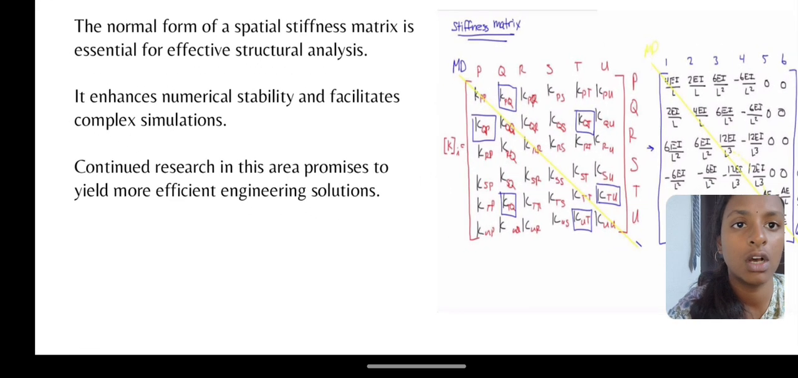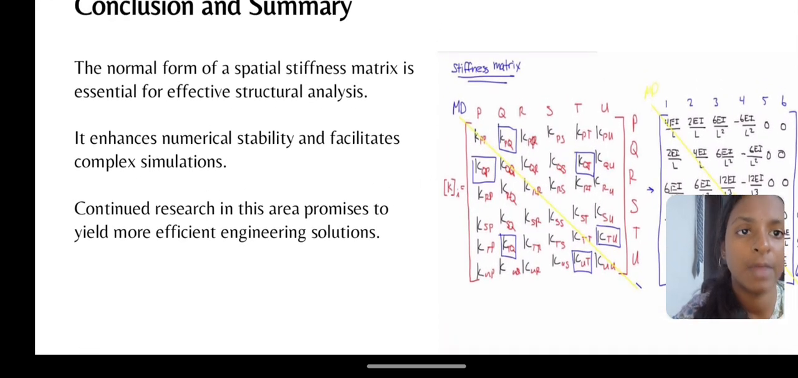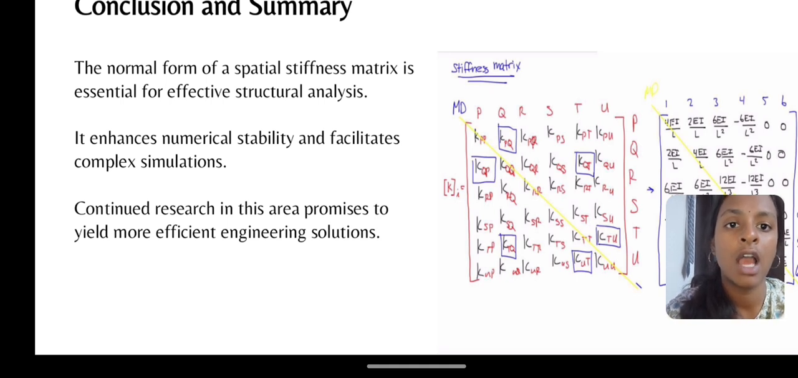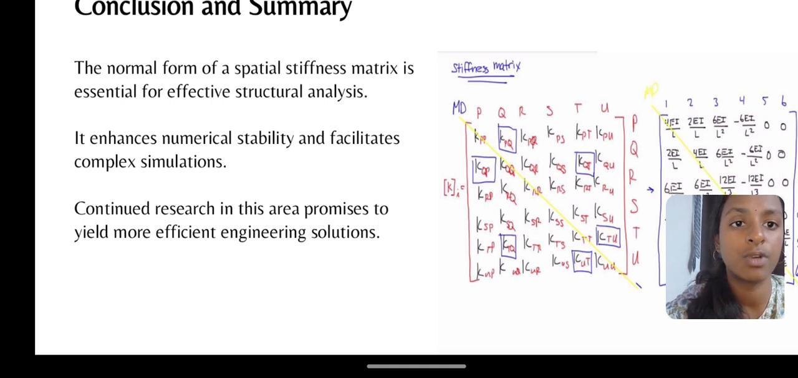To conclude, the normal form of spatial matrix is essential for effective structural analysis. It enhances numerical stability and facilitates complex simulations. Continued research in this area promises to yield more efficient engineering solutions. This spatial stiffness matrix is still in the research process.